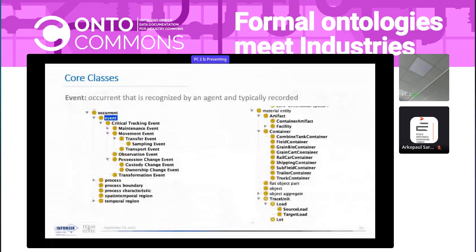So for example, you can see different types of CTEs we care about. It can be maintenance, movement, including transfer, and sampling itself. You take a sample of a grain, so that is a critical tracking event we care about. Transport, observation, custody change, ownership change, and there are difficult terms to define. So what is custody? What is ownership?